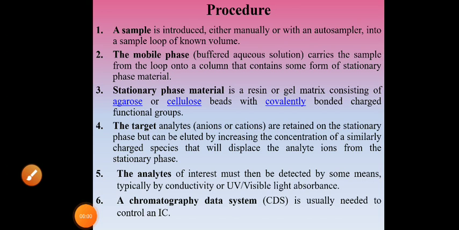Good afternoon, dear students. Now we are going to continue with ion exchange chromatography. Till now we have discussed the basic principle of ion exchange chromatography, the basic types of ion exchange resins, and the different cation exchangers and anion exchangers. Now see how many types of ion exchangers there are: cation exchangers and anion exchangers.